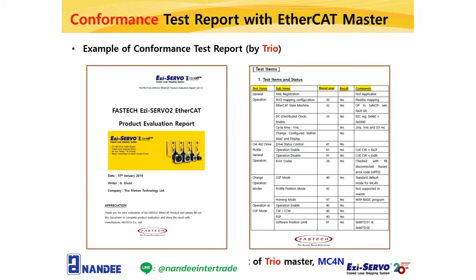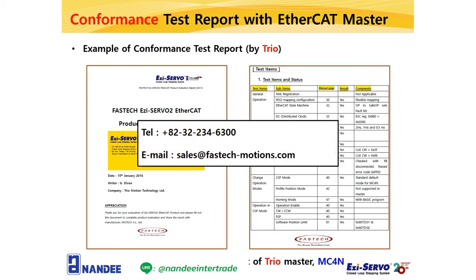Therefore, if this conformance test report is delivered to customers using the Trio Master, they can use FASTECH EtherCAT products without worrying about compatibility. If you need these compatibility test reports, please contact FASTECH Customer Center with this phone number, or sales@fastech-motions.com and we will send you the report.